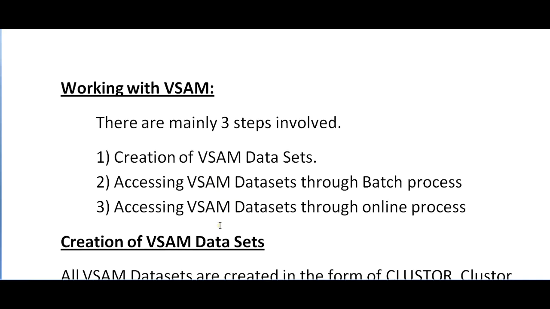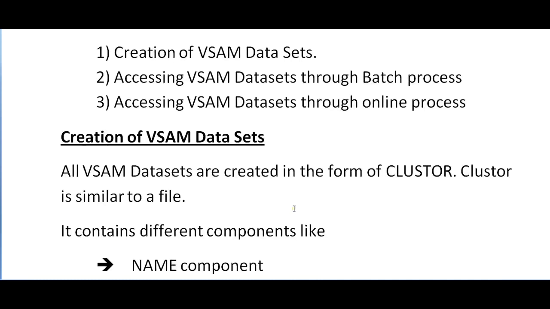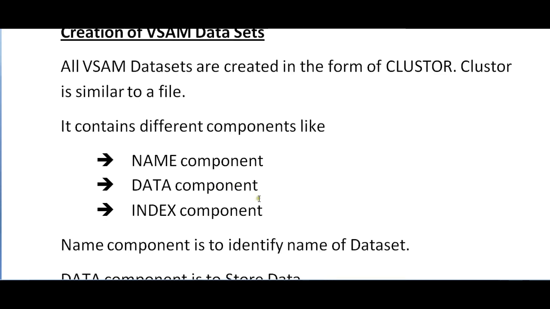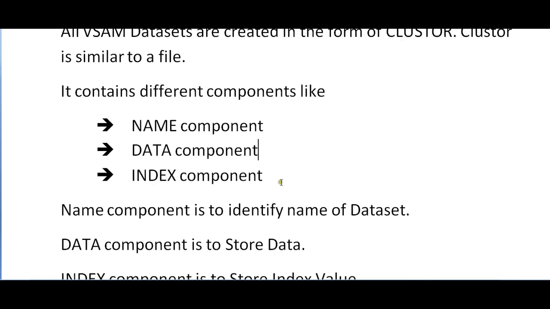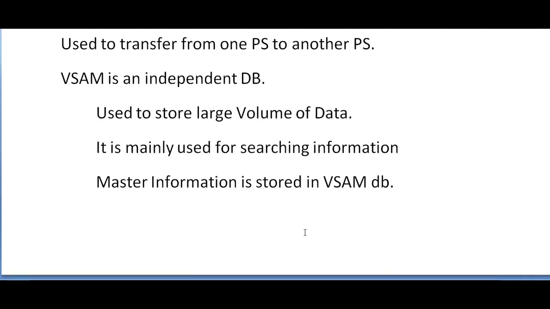How do we create VSAM datasets? All VSAM datasets are created in the form of a cluster. A cluster is nothing but a similar type of file. It contains three different components: name component, data component and index component. The name component is used to identify the name of a dataset, the data component is used to store data, and the index component is used to store index values. So this is the introduction to VSAM.